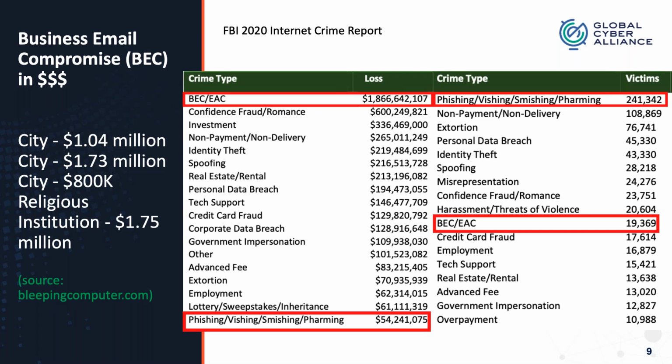So why is email still the major vector that's going on? Why aren't people going in and protecting their email? And yes, EAC equals email account compromise. So BEC can also be known as email account compromise. And it impacts everybody, right?